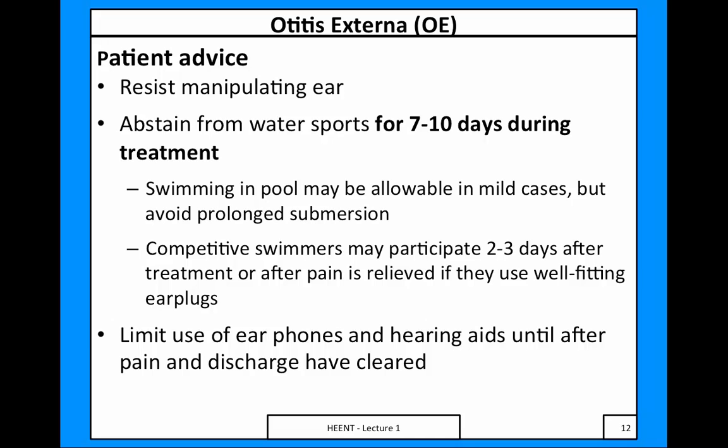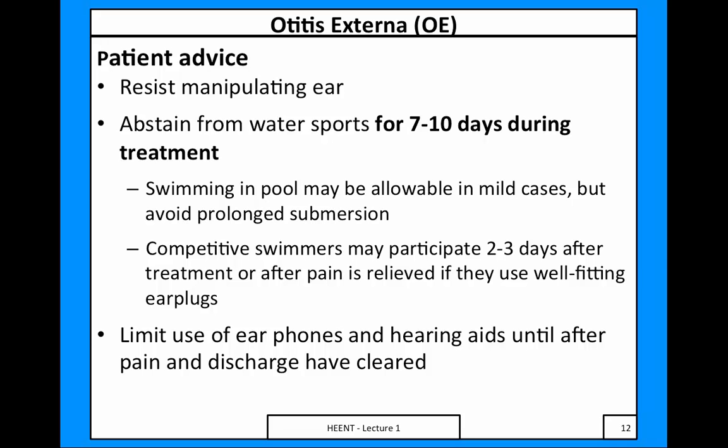So, advice for the patient: you want to have them resist manipulating the ear. Sometimes they want to pull on it to see, well, does it still hurt? Abstain from water sports for 7 to 10 days during treatment. Now this is where you'll see variable recommendations. Some are a little bit more stringent than others. We're going by the current recommendation of current diagnosis and medical treatment.